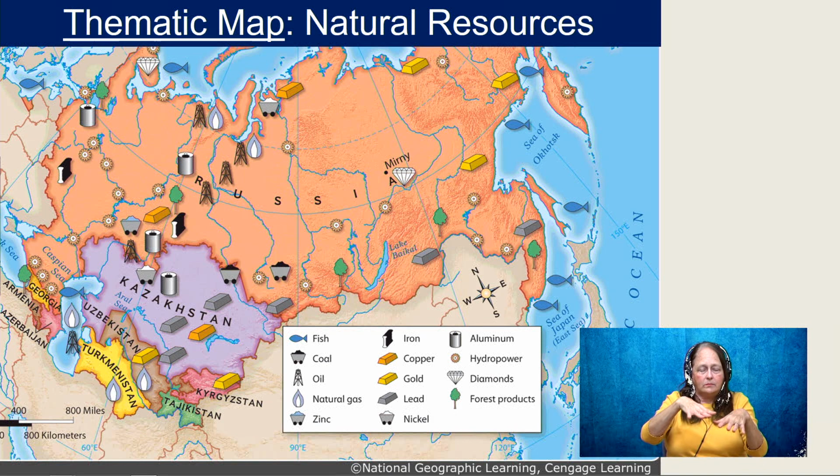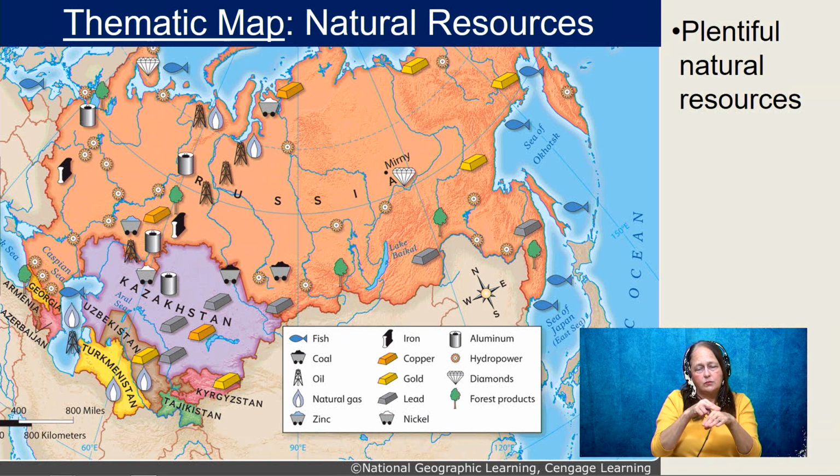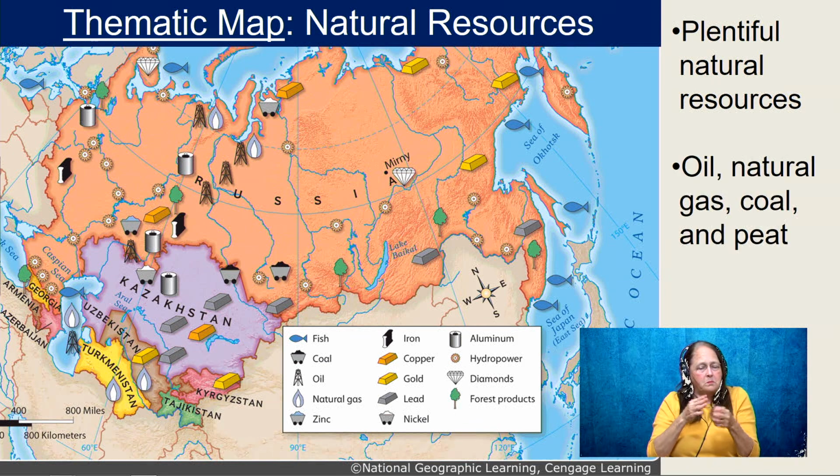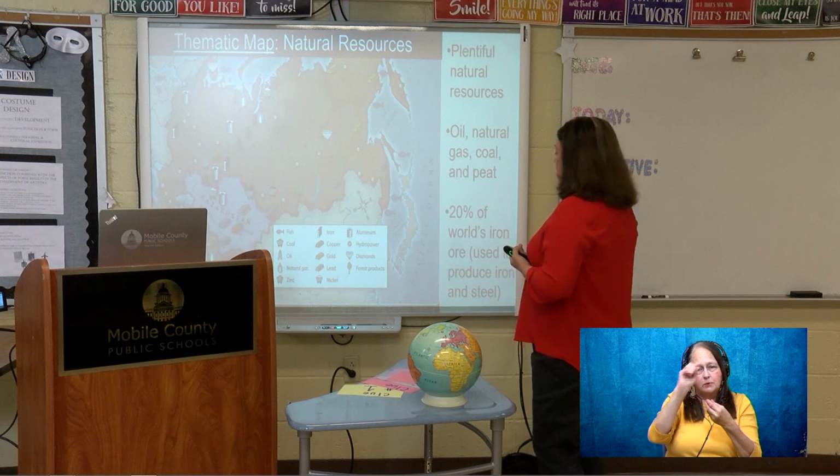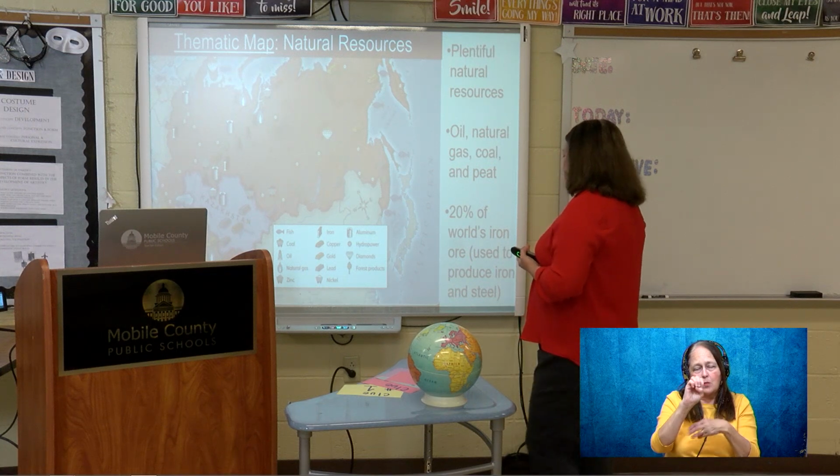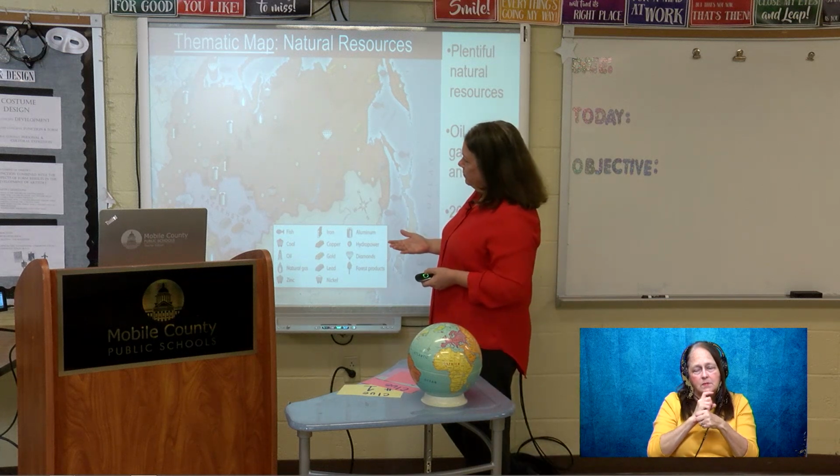Next, I'd like for you to look at a thematic map that is focused on the natural resources that are found in this region. Looking at this map, you can see that there are a number of natural resources for this region. They're very plentiful. Oil, natural gas, coal, and peat are all non-renewable fossil fuels that are plentiful in this region, and they contribute a lot to the economies of these nations. As well, 20% of the world's iron ore, which is used for making iron and steel, can be found here.